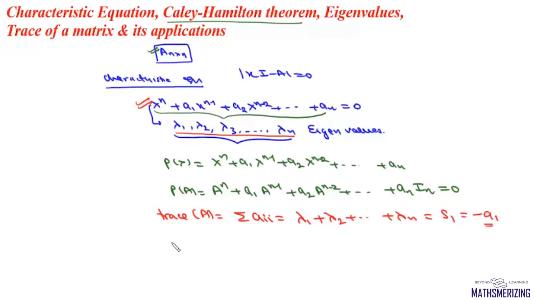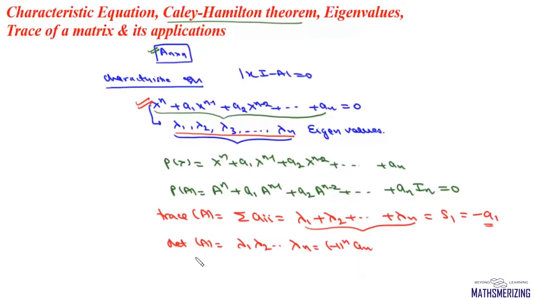And we can also find the determinant of any matrix A from the characteristic equation. Now the determinant of A is the product of all the eigenvalues. So it will be lambda 1, lambda 2 and lambda n, which in this case is minus 1 to the power n an. So once we have eigenvalues, we can find their sum to find the trace of a matrix, and we can find their product to find the determinant of any matrix A.